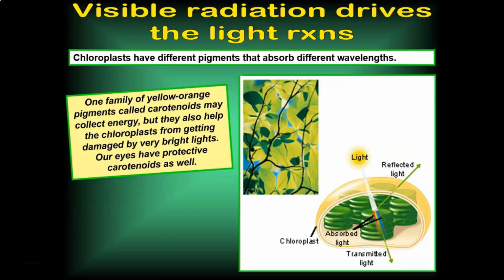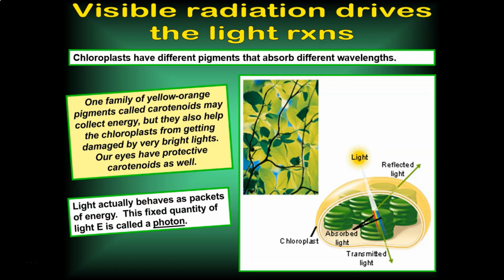All right. So chloroplasts have different pigments that absorb different wavelengths. One family of yellow-orange pigments called carotenoids may collect energy, but they also help protect the chloroplast from getting damaged by very bright lights. And your eyes have protective carotenoids as well, which is pretty neat.